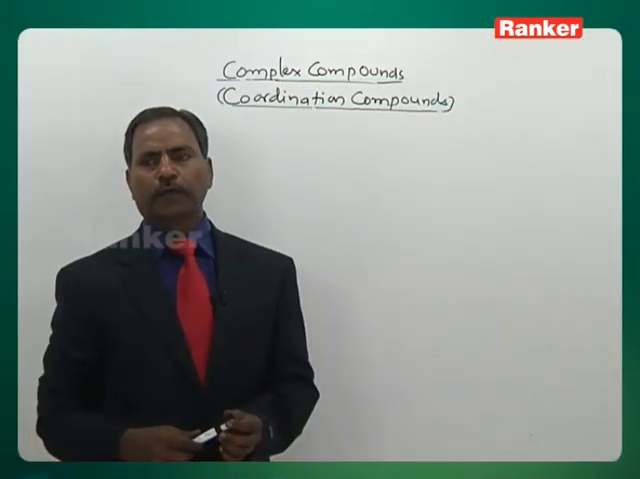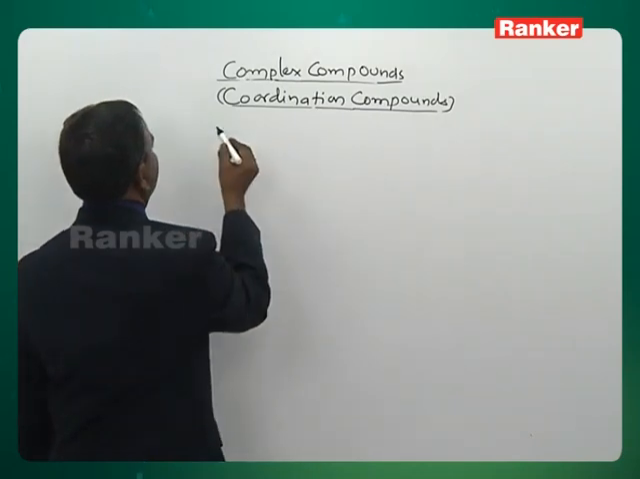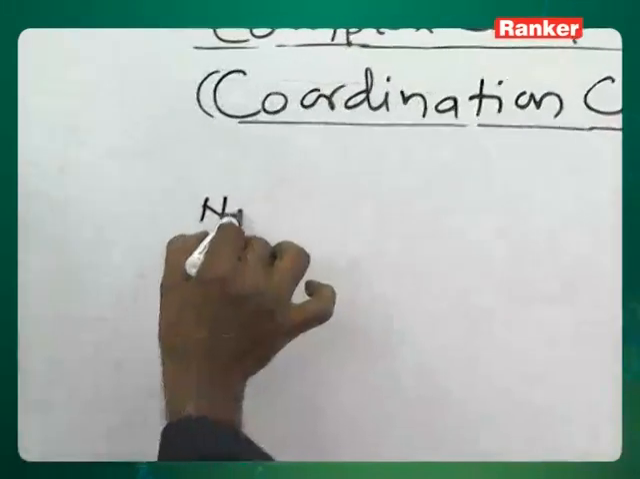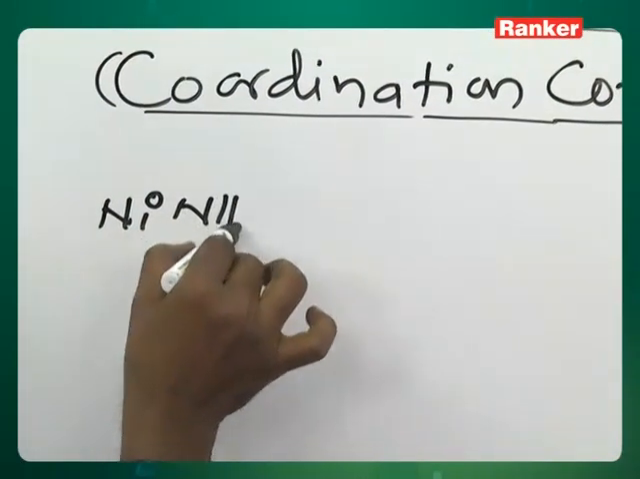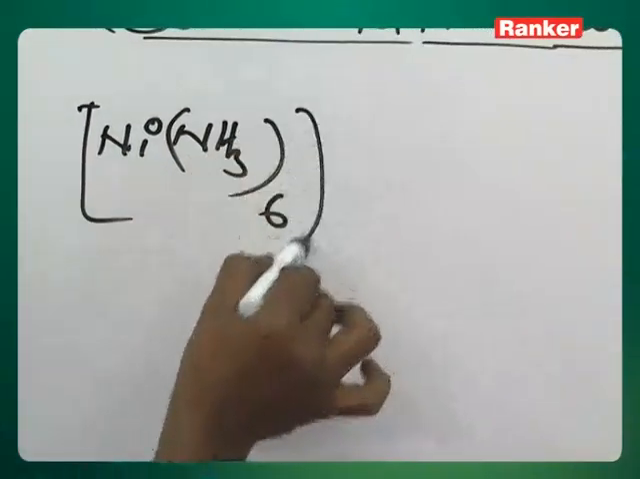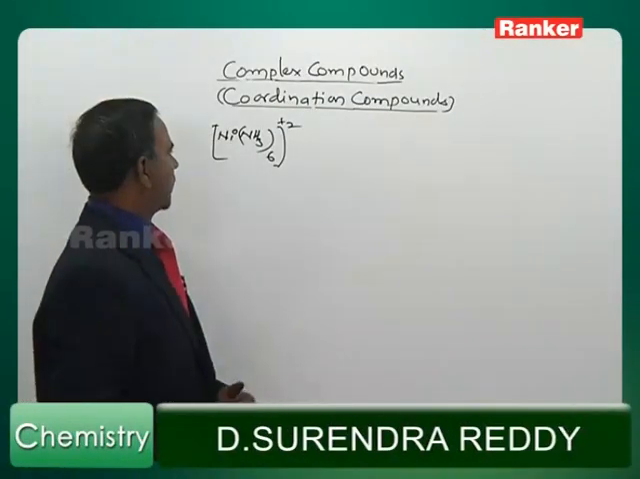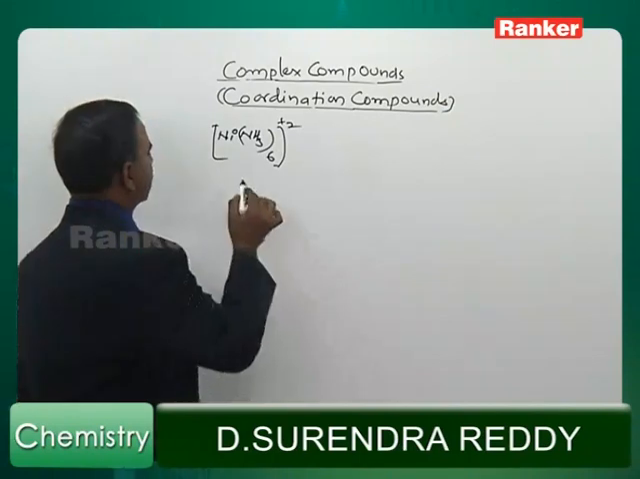Some more applications under CFT. Let us see now a complex, [Ni(NH3)6]2+. So this particular nickel plus 2 complex is there. Let us follow the steps.